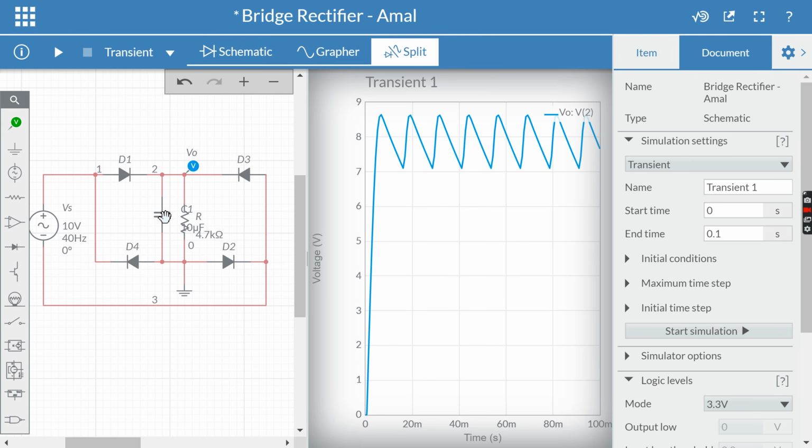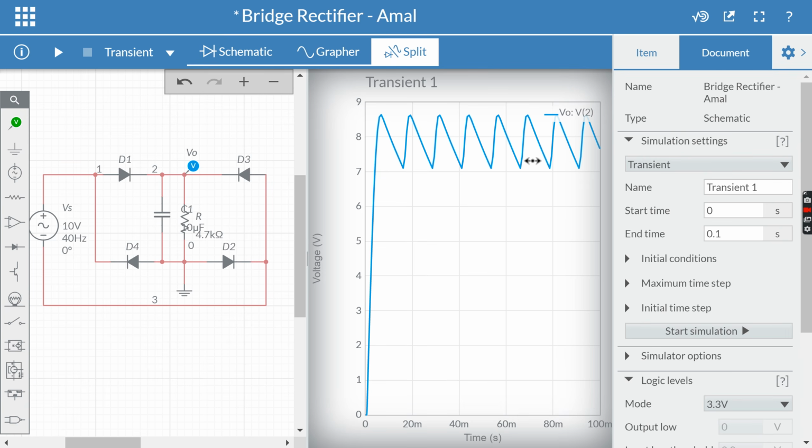Since it acts as a charger, it will charge first initially, and then when the capacitor here discharges, it doesn't discharge completely to 0 volts. That's why the ripple voltage improves at the output.